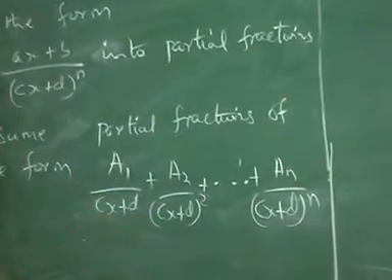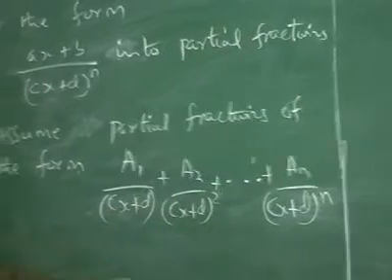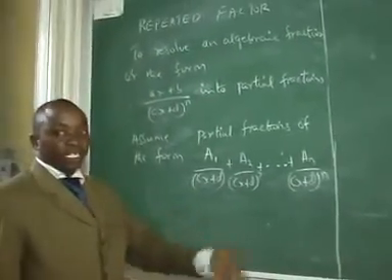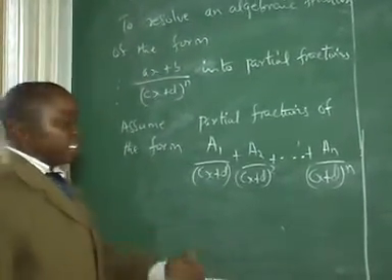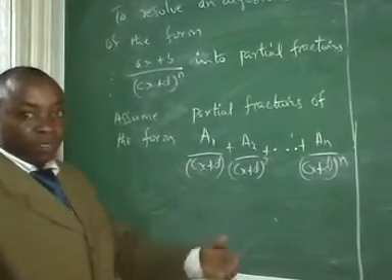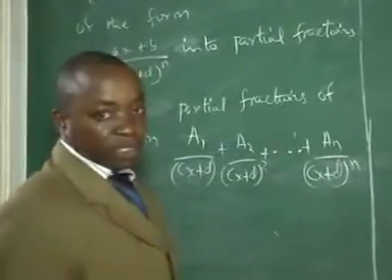A1 all over cx plus d plus a2 all over cx plus d squared. Then we continue like that, meaning the next will be a3 all over cx plus d cubed. Then we go again till we have an all over cx plus d raised to the power n.